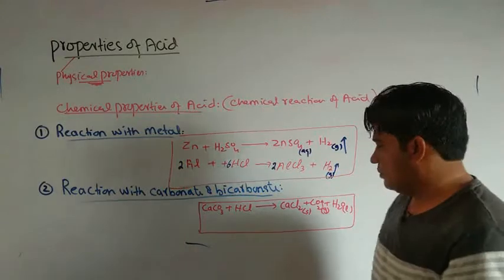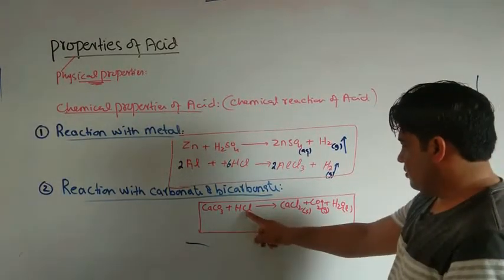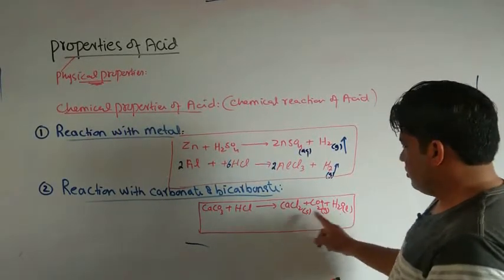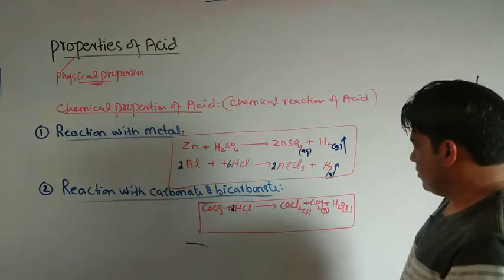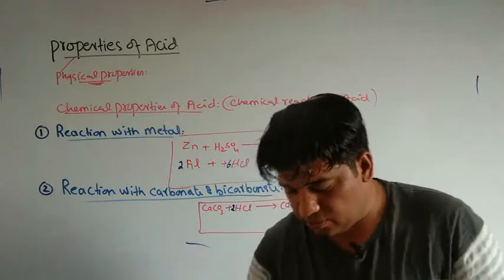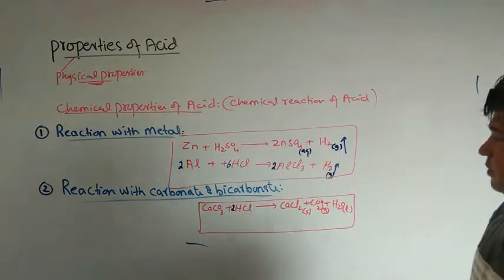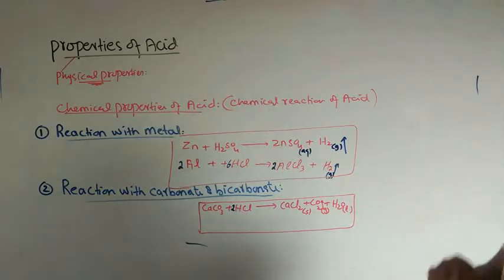रिएक्शन जो है वो मुझे बैलेंस नहीं लग रहा क्योंकि क्लोरीन here 1 and here 2, हाइड्रोजन 2 here 1, so अगर हम यहाँ पे 2 लिख दें, so now the reaction is what? The reaction is balanced. So another chemical property of the acid, that is with carbonate.